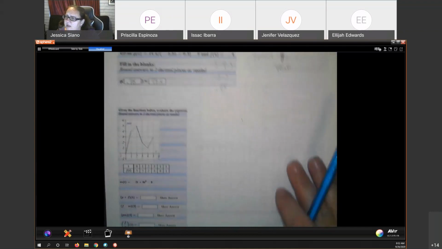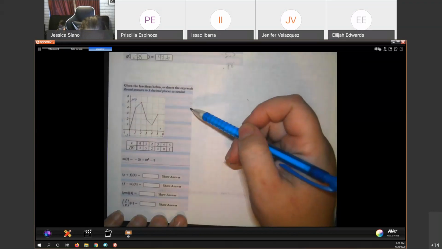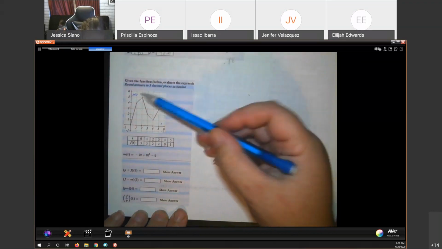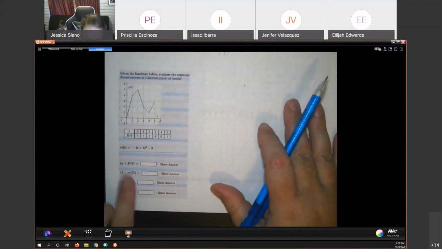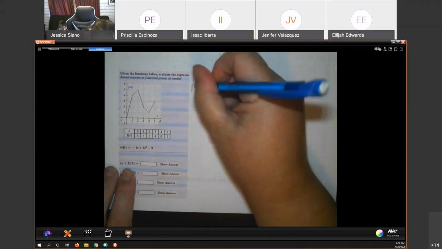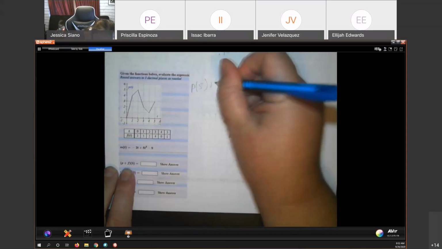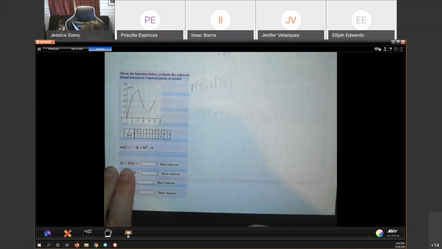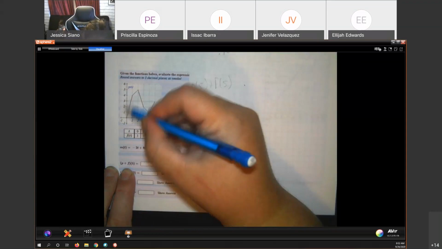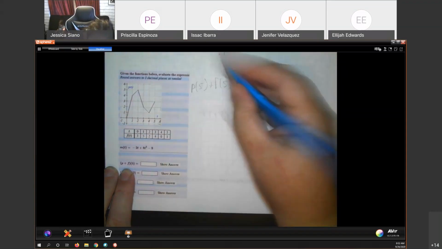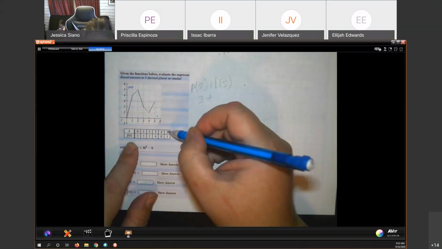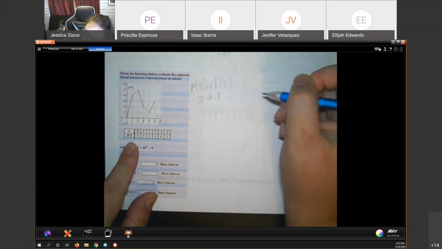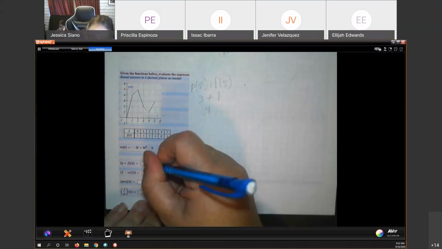All right. Next, we'll round to 3 decimal places as needed. So here I have P, F, and M. So P plus F of 5 is going to be the same as P of 5 plus F of 5. So here's P. P of 5 is 3. Here's F. F of 5 is 1. So P of 5 plus F of 5 is 4.